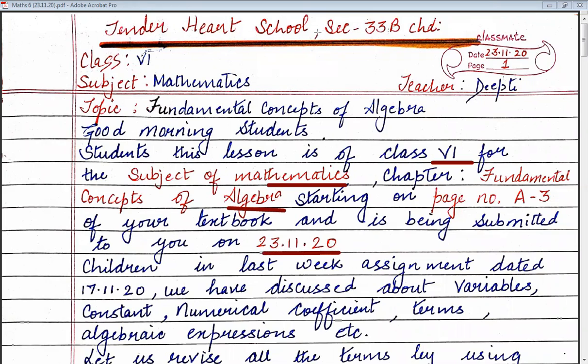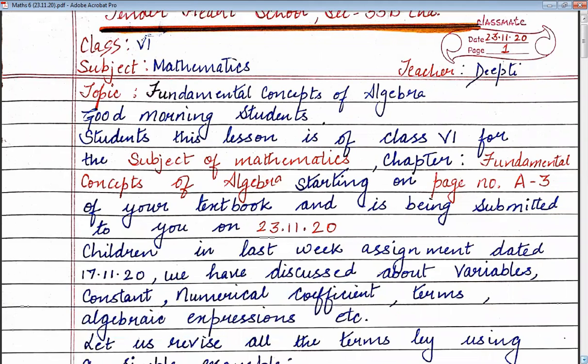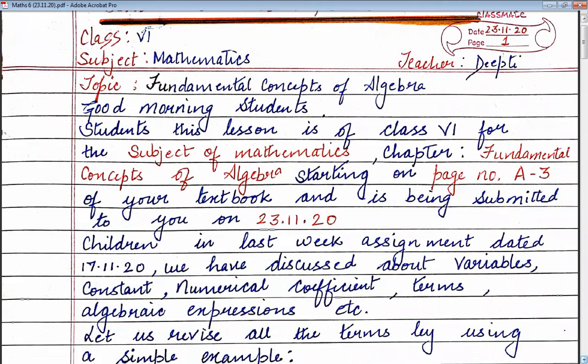Children, in last week's assignment, we discussed variables, constants, numerical coefficient, terms, algebraic expressions, etc. I hope you are clear with all the terms discussed in the previous assignment. Now, let us revise all the terms by using a few examples.